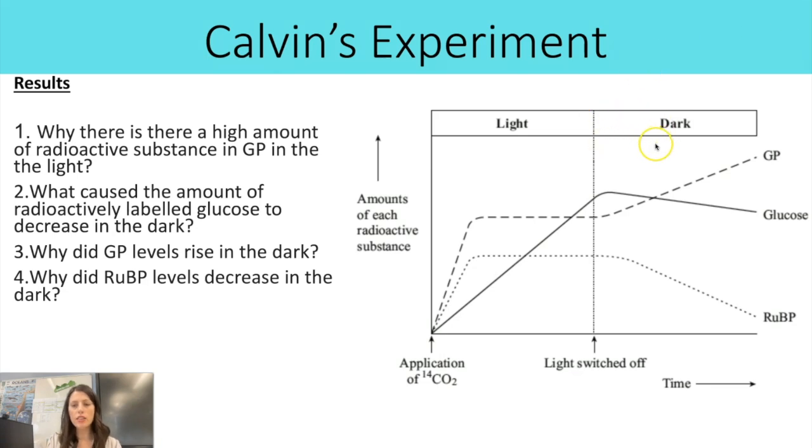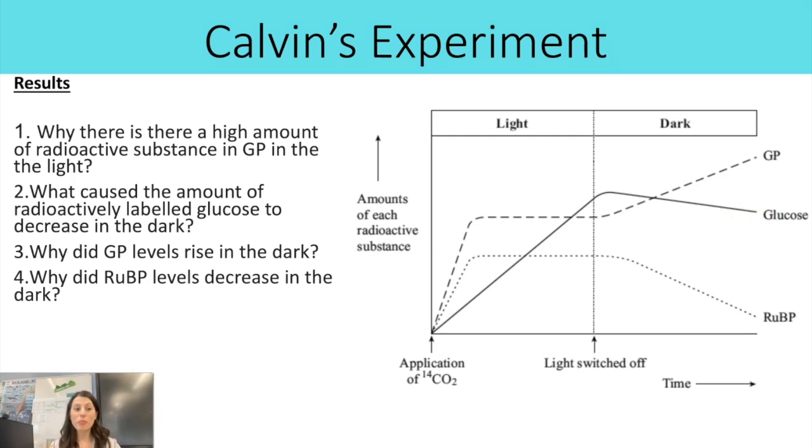When it goes dark, the light-dependent reactions would stop, and that means you won't be getting any reduced NADP or ATP. Those two compounds are required in the Calvin cycle to reduce GP into TP. So that is what is happening here. That GP is not being reduced to form triose phosphate, or TP. Therefore, we've got an increase in GP, a decrease in TP, and because there's a decrease in TP, the amount of glucose has decreased.